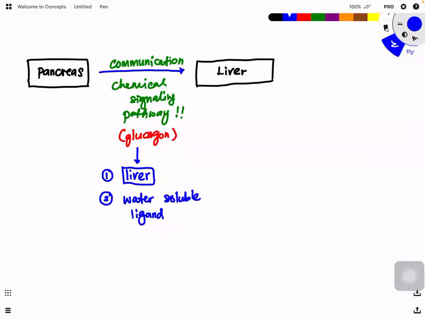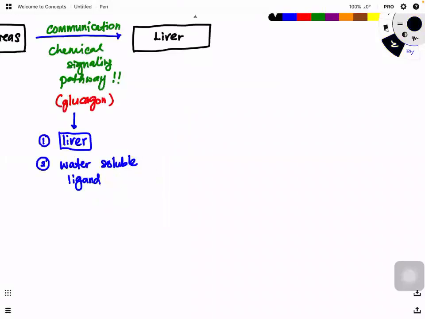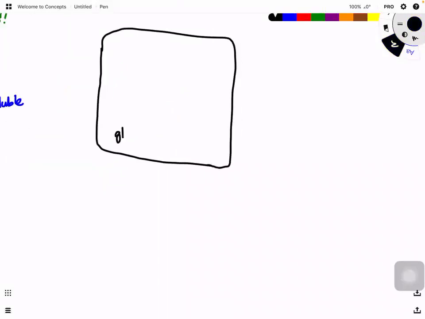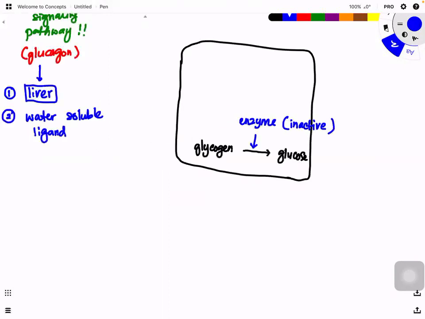Okay, so let us look at the liver cell now. For this process to take place, we want the glycogen to be converted to glucose. We need to have the enzyme. So this enzyme is inactive normally. Can I see that? Are you clear? So this is a liver cell.